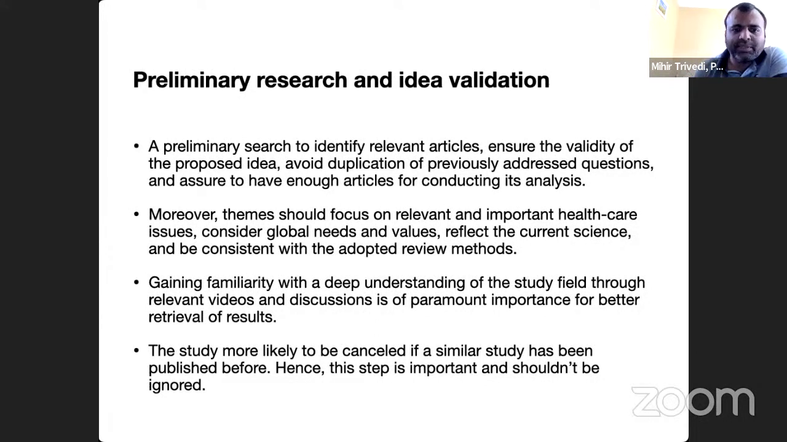Gaining familiarity with a deep understanding of the study field through relevant videos and discussion is of paramount importance for better retrieval of results. The study is more likely to be cancelled if a similar study has been published before. Hence, this step is important and shouldn't be ignored.